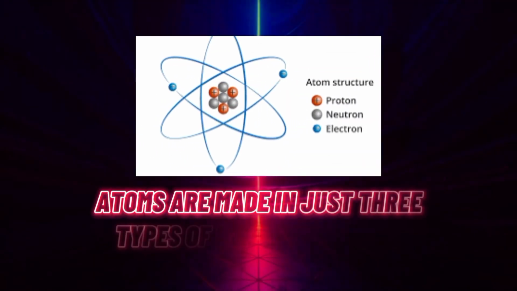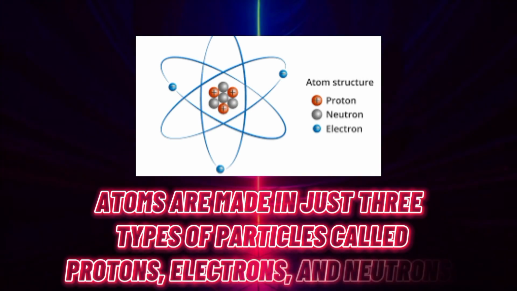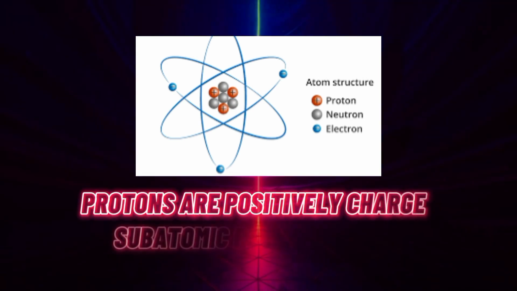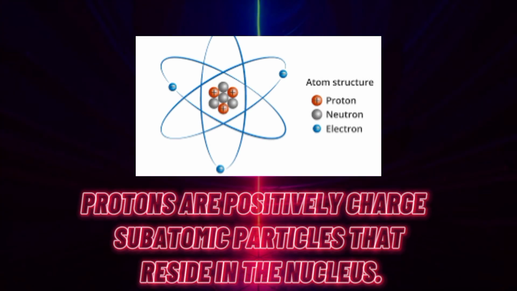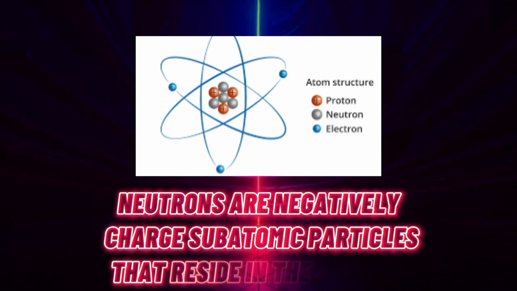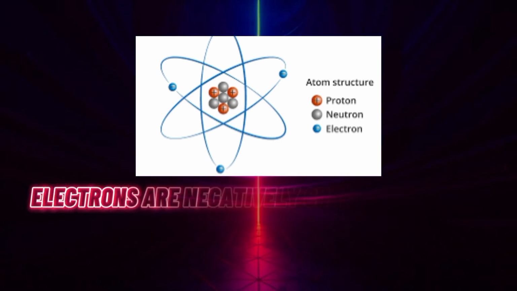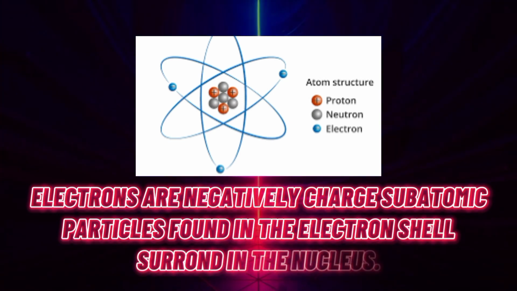Atoms are made of just three types of particles called protons, electrons, and neutrons. Protons are positively charged subatomic particles that reside in the nucleus. Neutrons are neutral subatomic particles that reside in the nucleus. And lastly, electrons are negatively charged subatomic particles found in the electron shell surrounding the nucleus.